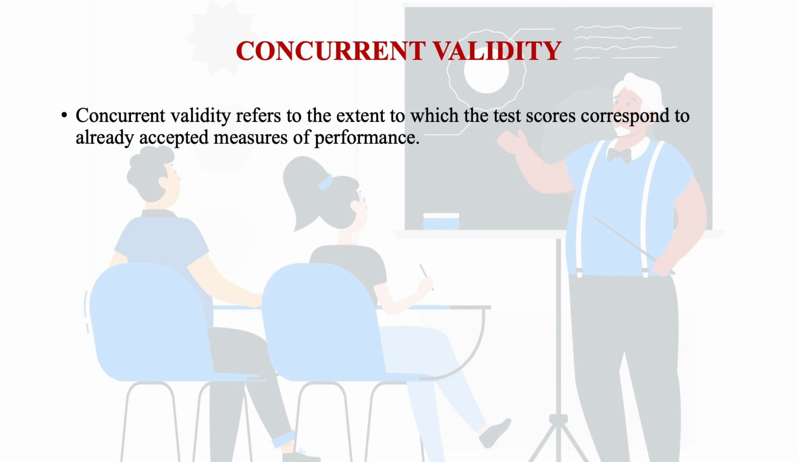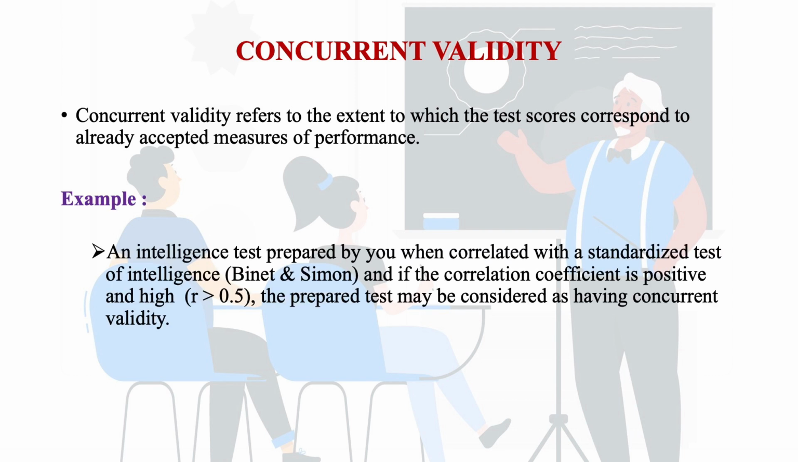Further, concurrent validity is another important method for determining the validity of a test. Concurrent validity refers to the extent to which the test scores correspond to already accepted measures of performance. An example: an intelligence test prepared by you, when correlated with a standardized test of intelligence already developed by Binet and Simon, and if the correlation coefficient is positive and high, that means if r is greater than 0.5, the prepared test may be considered as having concurrent validity.